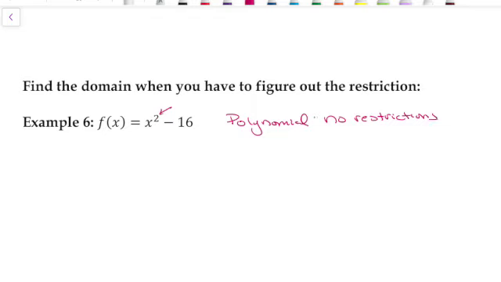All right, so that means that the domain is all real numbers. And remember, the way we say it in interval notation is negative infinity to infinity. So if you're given something very straightforward like that, which you will be, make sure you understand a polynomial has all real numbers as the domain.